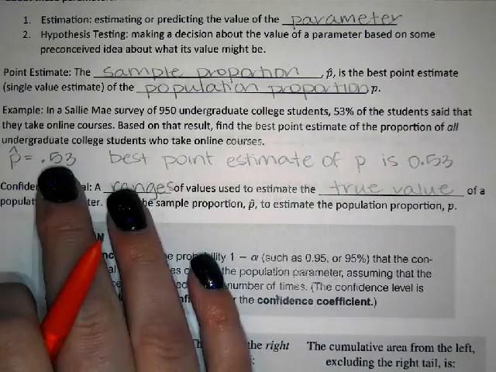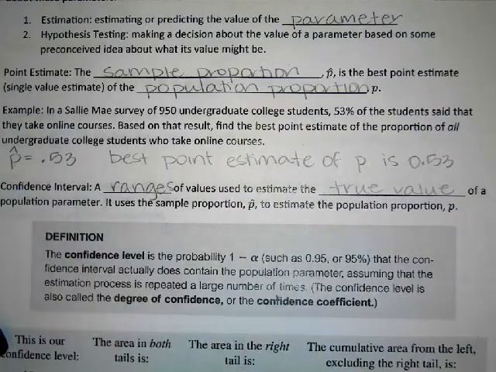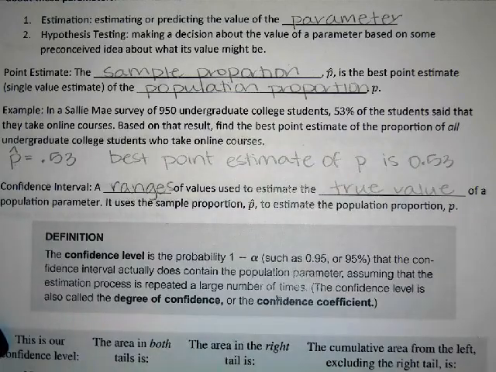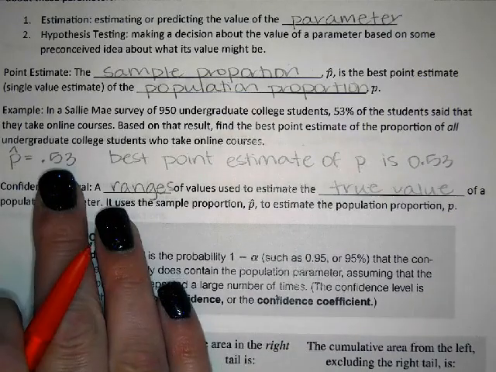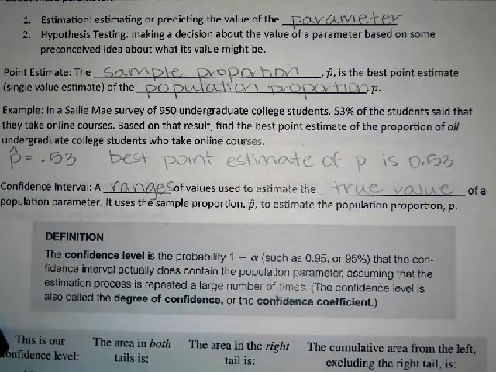So it's not very likely that the actual percentage of all undergraduate students who take online courses is 53%. It's probably around 53%. Maybe it's 54, maybe it's 57, maybe it's 49%, but it's probably not exactly 53%. So a confidence interval allows us to get a little bit closer by having a range of values.